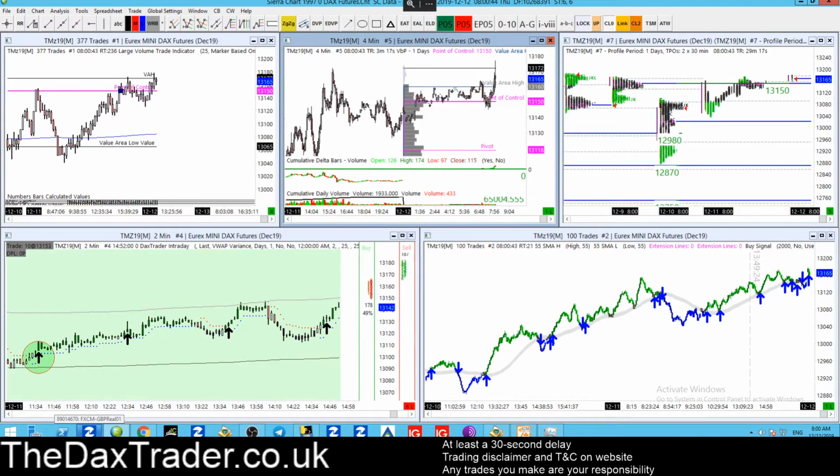Good morning, traders. It is Thursday. It's the 12th of the 12th, and it is the UK election day today. We're going to jump into the DAX technical analysis in just a few moments.